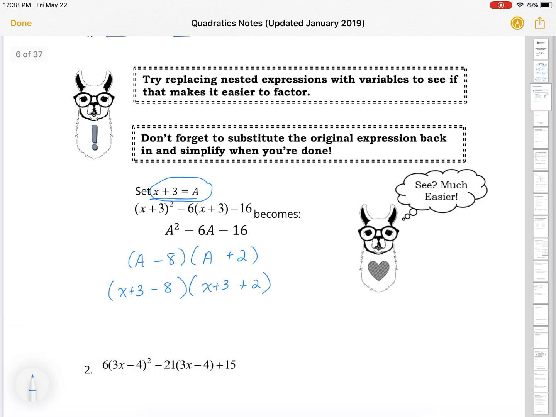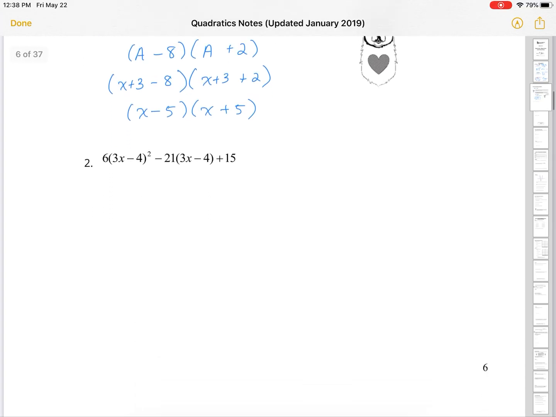Now when I do that, then I can simplify, and I get x minus 5 times x plus 5. So that makes that a lot easier to deal with, and that's a difference of squares, right? It's so much easier when we do that. Okay, so let's look at this next one.